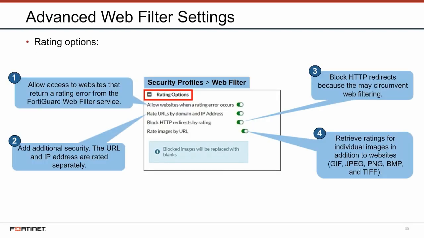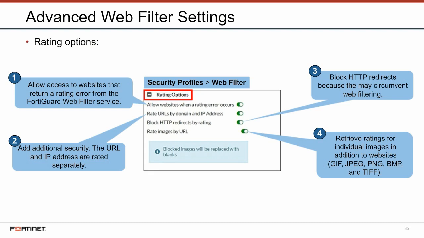You can use advanced web filtering settings to improve the web filter. The rating options are as follows. 1. If a rating error occurs from the FortiGuard web filter service, users will have full unfiltered access to all websites. 2. Rate URLs by domain and IP address. This option sends both the URL and IP addresses of the requested site for checking, providing additional security against attempts to bypass the FortiGuard system.